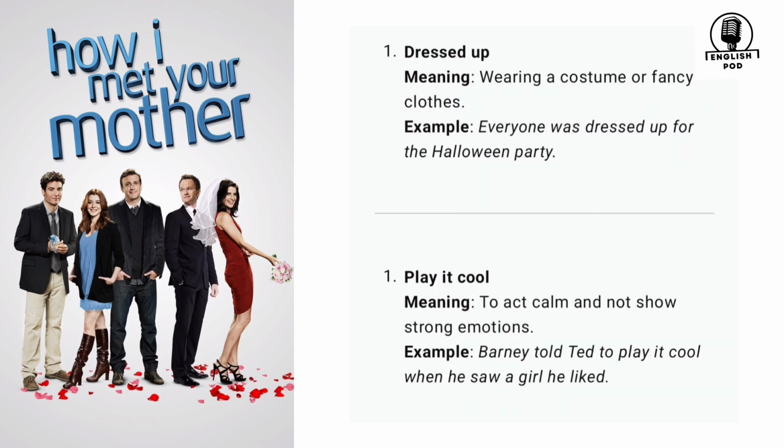Let's move on to another one. All right. This one is pretty straightforward, but I think still worth talking about. Okay. Dressed up. All right. So obviously, in the context of a Halloween party, everyone is dressed up. Of course. So wearing a costume or fancy clothes.